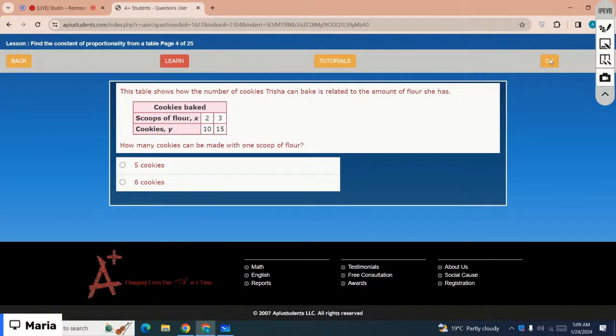Okay, the next one is: this table shows how the number of cookies Trisha can bake is related to the amount of flour she has. So how many cookies can be made with 1 scoop of flour? The scoops of flour is 2 scoops and the cookies she made is 10.